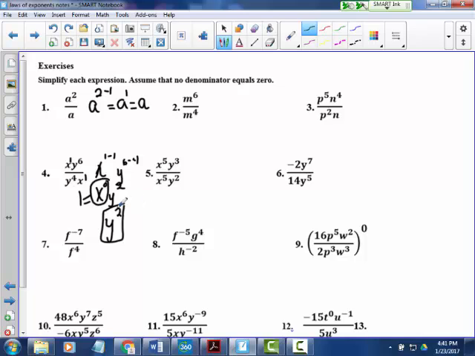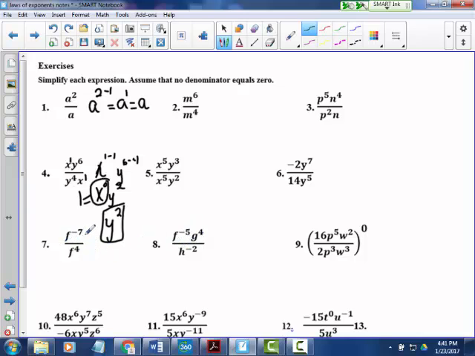Okay. Next one, let's talk about 7 and 8 because they have negative exponents. And we said we can't have negative exponents in a simplified answer. But I will tell you, I wait till the end to deal with negative exponents because sometimes when I'm working the negative exponents go away.